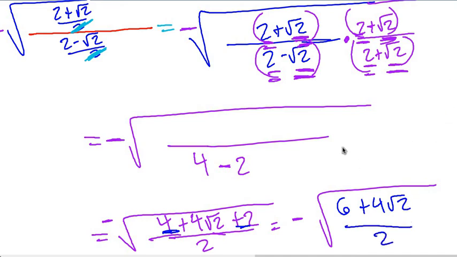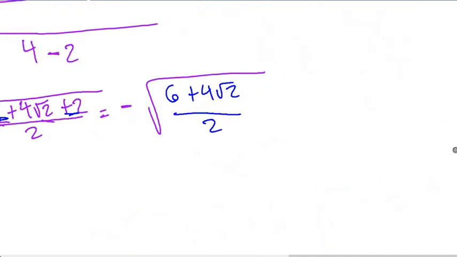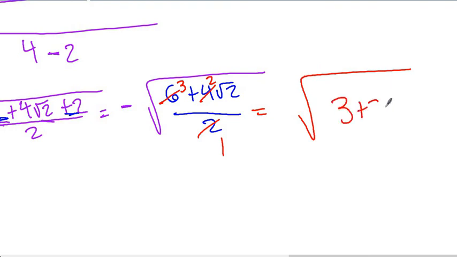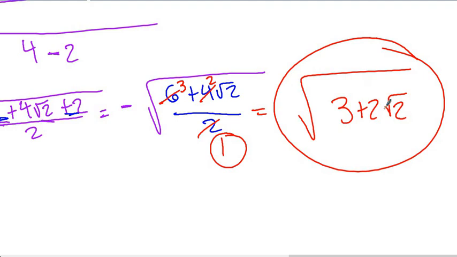Very last thing we can do here is all of those things are divisible by 2. So 2 goes into itself once, it goes into that 3 times, it goes into that 2 times. So our final answer is just 3 plus 2 root 2 over 1, but we don't need to write the over 1 because anything over 1 is itself. And that's how we use the half angle formula.